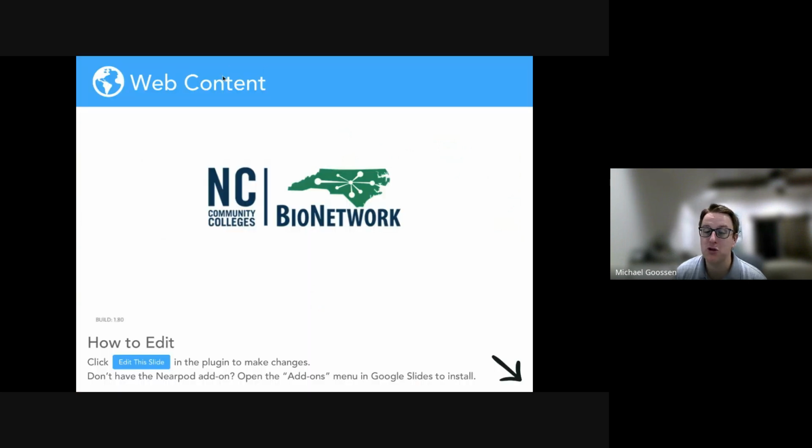And then make sure you do the Nearpod, because this is a little virtual microscope that you can have fun with and look at some different things on there.